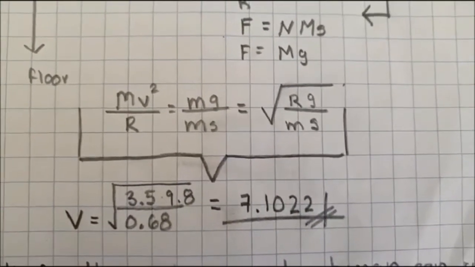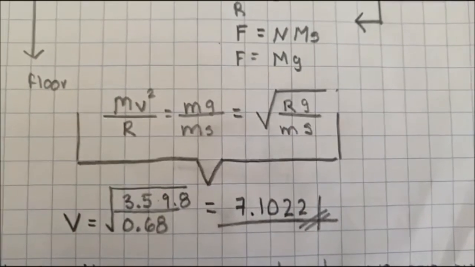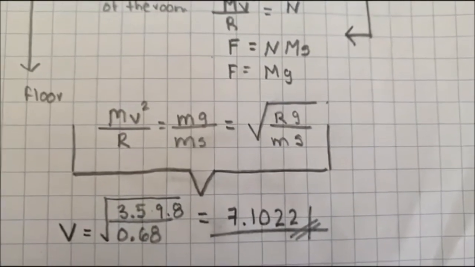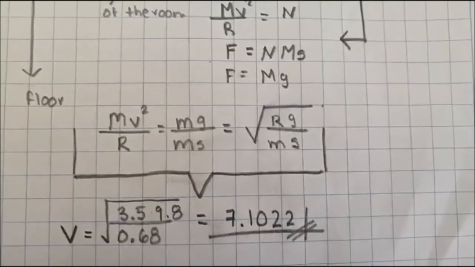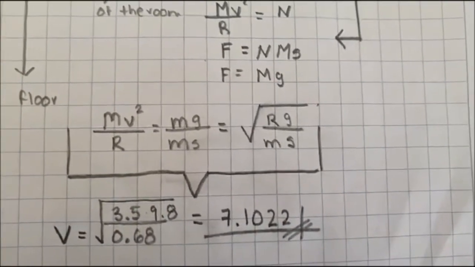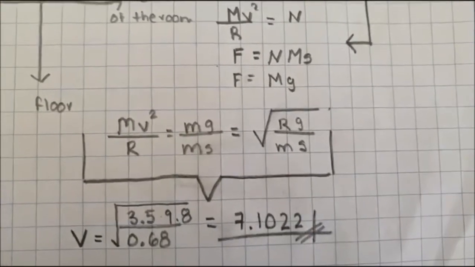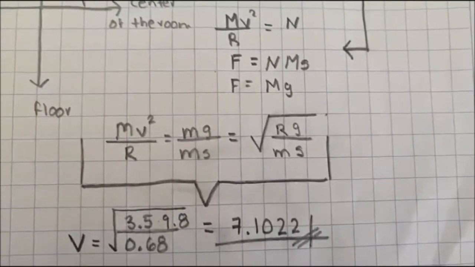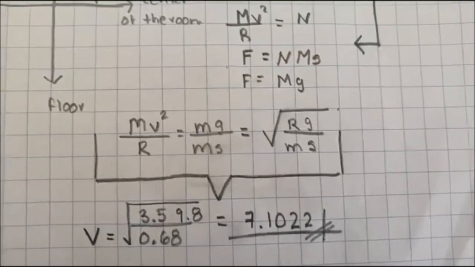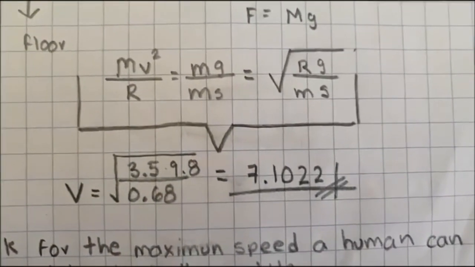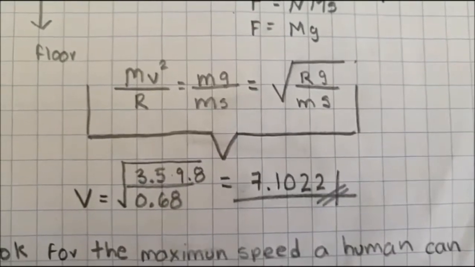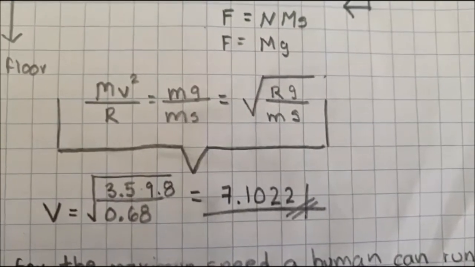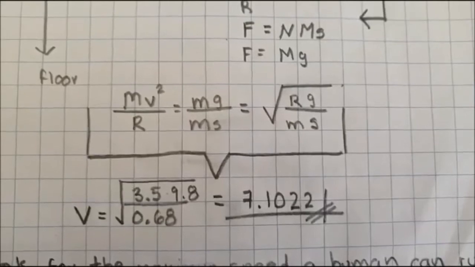It says m times v squared by r is equal to m times g times mu s. Considering that, we can say the square root of radius multiplied by gravity and divided by friction is the result we were looking for. As you can see here, where 3.5 is radius, 9.8 is gravity, and 0.68 is the friction, all equals 7.1022 as the minimum speed. And that's the first one.